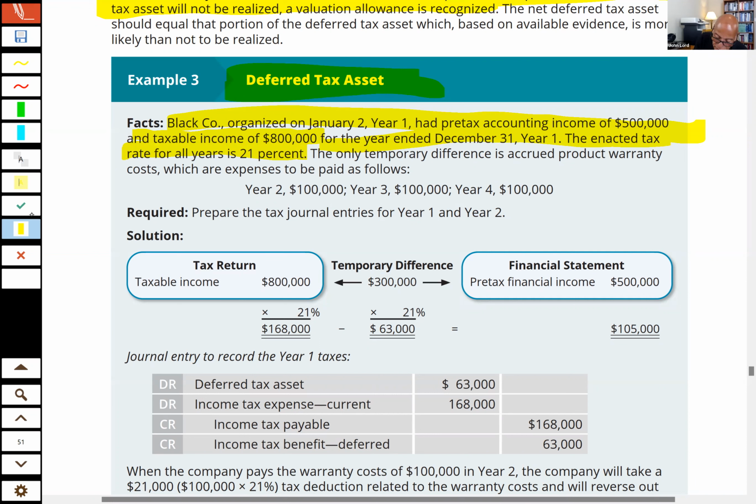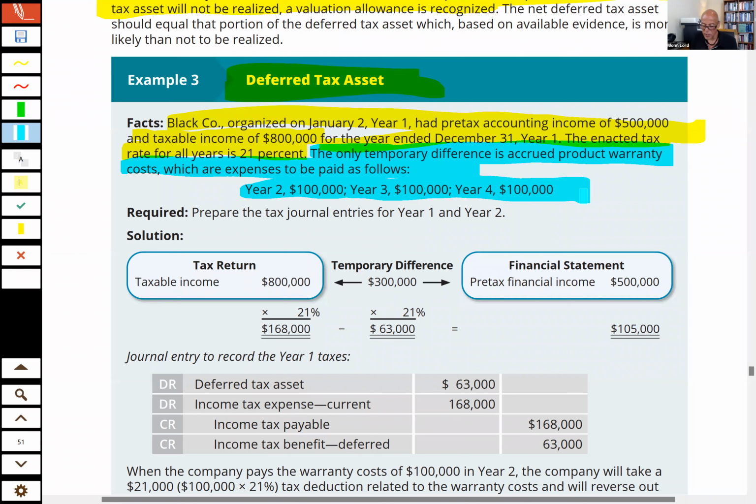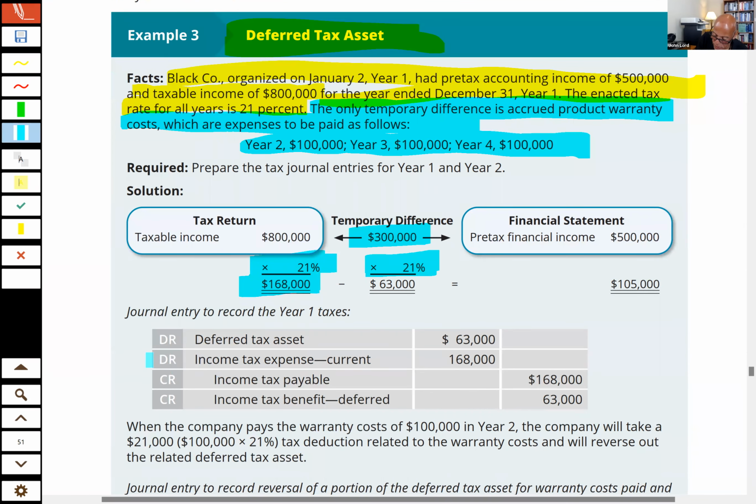And they tell me the only temporary difference for this 300,000 is for product warranty cost, of which 100,000 will come in year 2, 100,000 will come in year 3, and 100,000 will come in year 4. Now, initially, that doesn't really matter. We take the total difference of the 300,000 times the 21%. If they ask me how much is the current portion, that's easy, like we saw in that problem. That is whatever we're reporting as taxable income on the tax return times the enacted tax rate. If they ask me the deferred portion, it's the difference times that enacted tax rate.